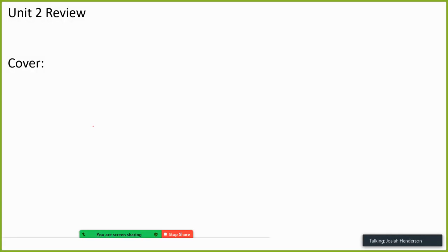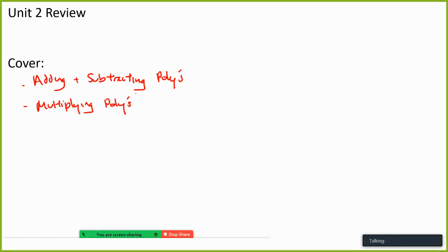I want to cover everything we saw in the last like 4 lessons, adding and subtracting polynomials. That's what we started with. And then we did multiplying polynomials. And then we got up to the factoring, the fun stuff, the good stuff, the meaty stuff. So that was factoring when A is equal to 1.